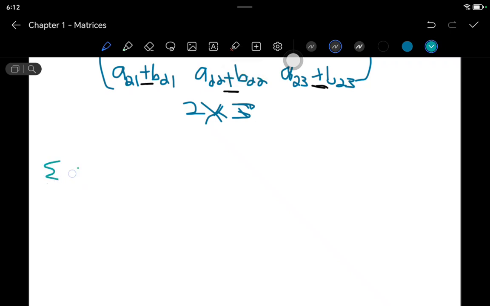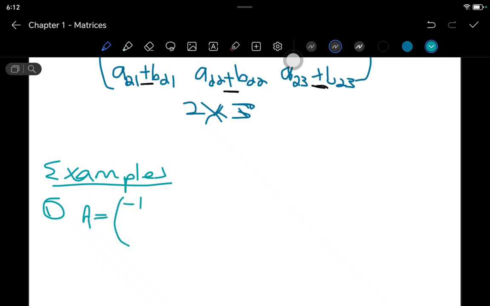If we look at some few examples, let's say we have the first example. Now the first example, let's say we are given that A is equal to minus 1, 8, 5, 0.